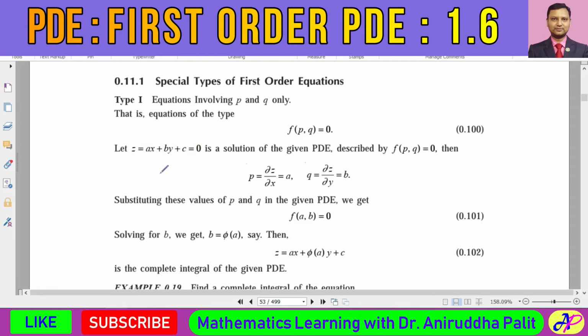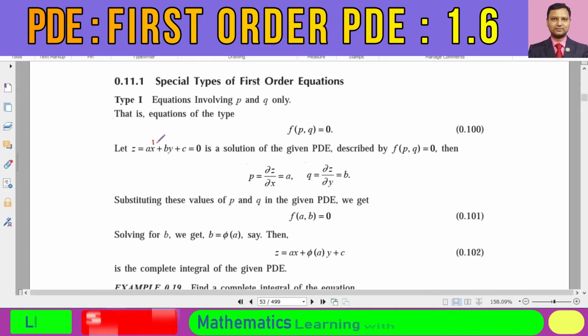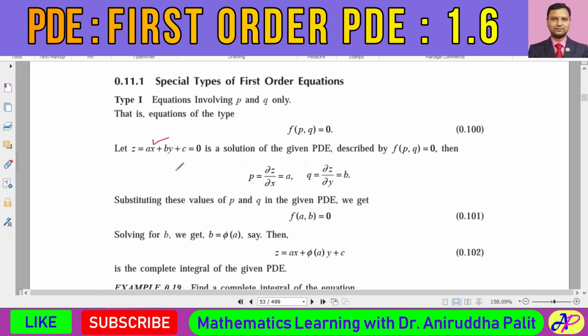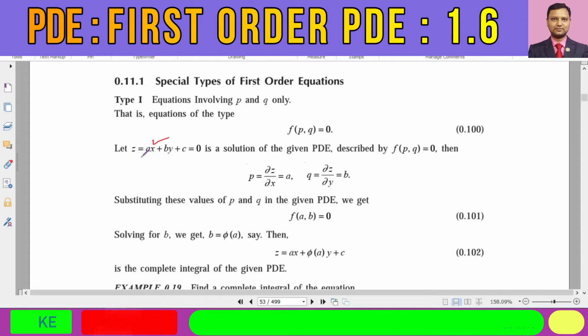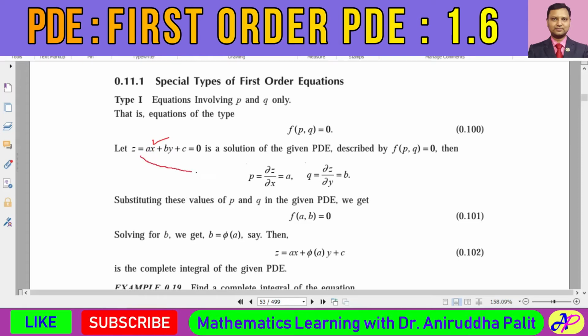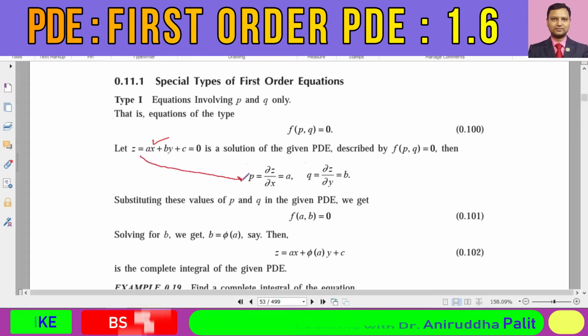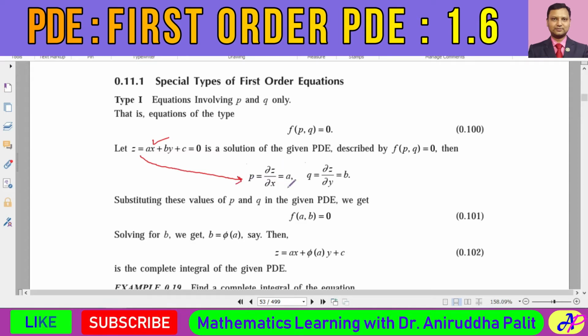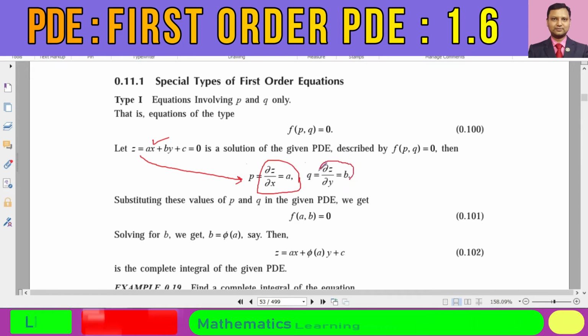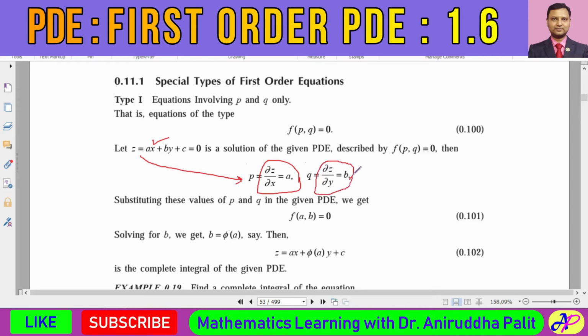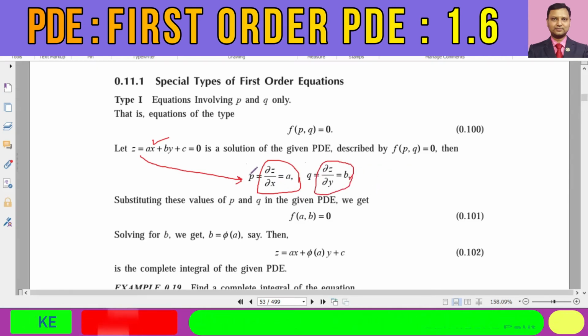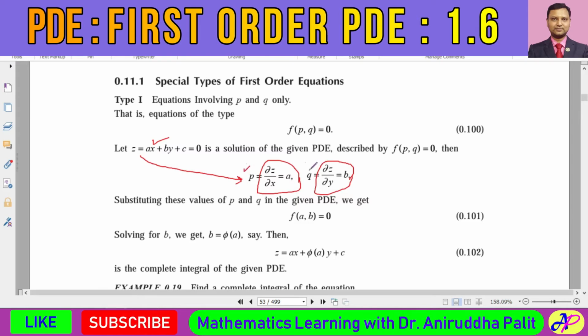If you consider z is equal to ax plus by plus c, then if we differentiate this relation partially with respect to x, we will get this type of relation: del z del x is equal to a. Similarly, if you differentiate it with respect to y, you will get this type of relation: del z del y is equal to b. What is del z del x? Del z del x is equal to p, and del z del y is equal to q.